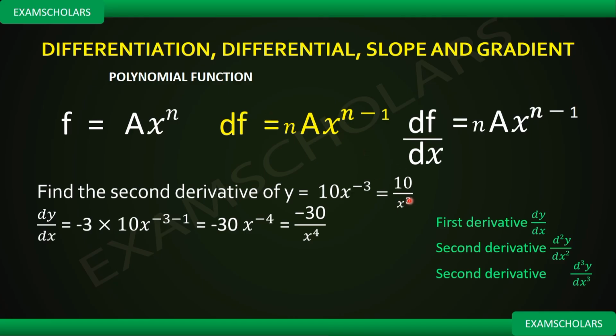Minus 3 times 10. Is it now minus 30? Increase this one by 1. So x raised to power 4. Don't stress yourself. You are writing JAMB, for God's sake. You still want to be doing all this, wasting your time.